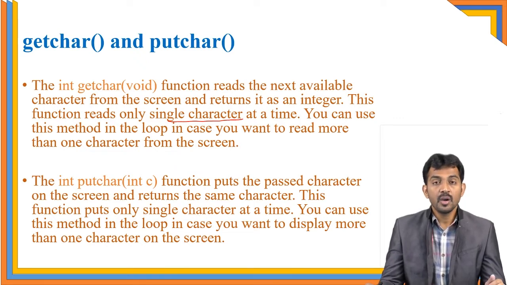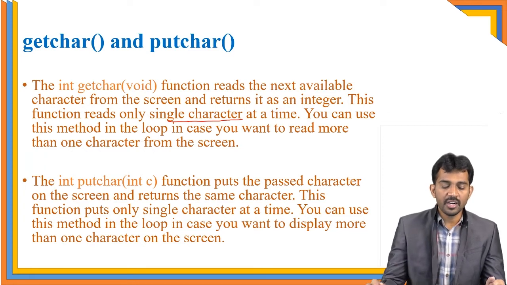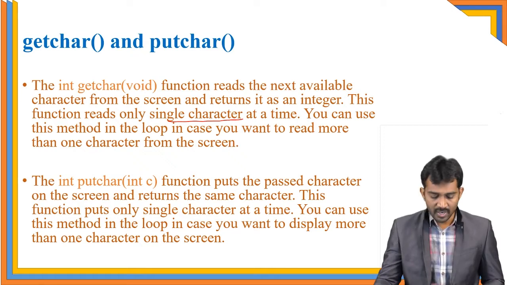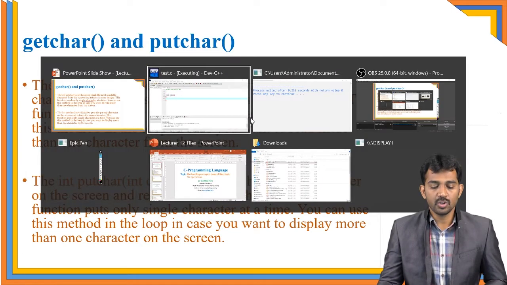Coming to the putchar. putchar is a function used to print one character onto the console. According to the definition, the function puts the character on the screen and returns the same character. This function puts only a single character at a time, and you can use this method in a loop in case you want to display more than one character. Let us see first getchar and putchar.